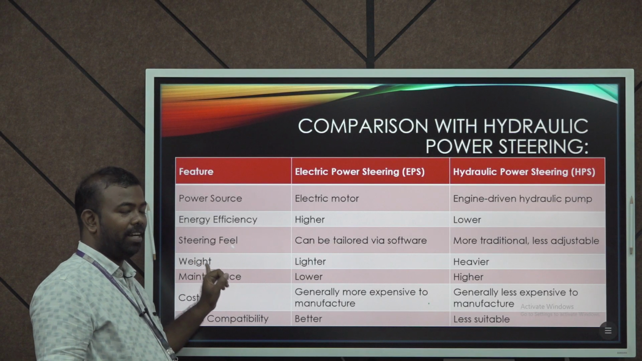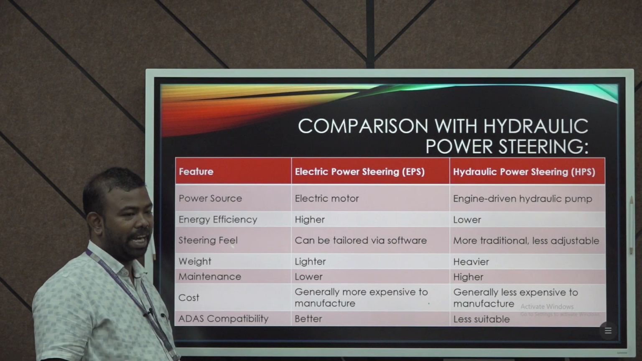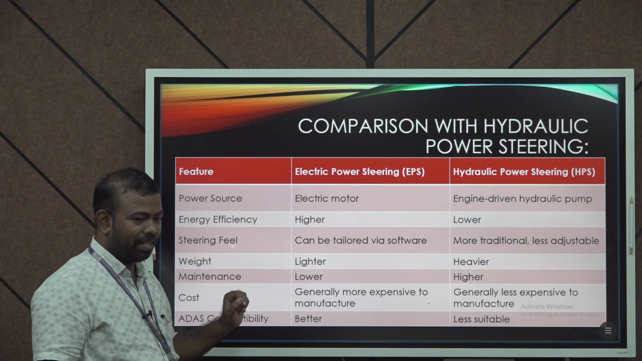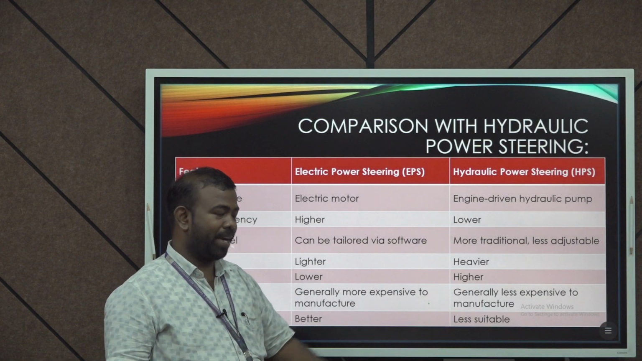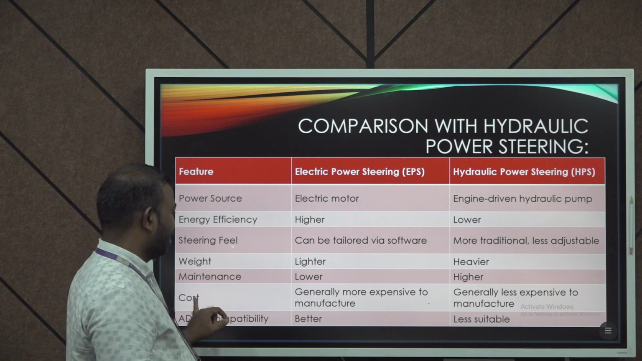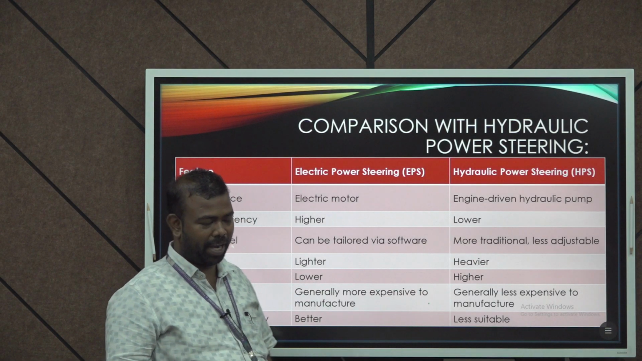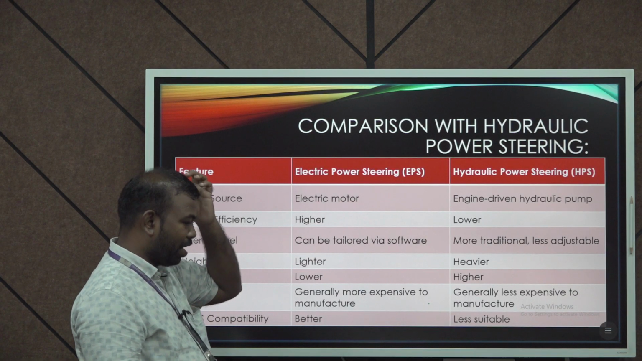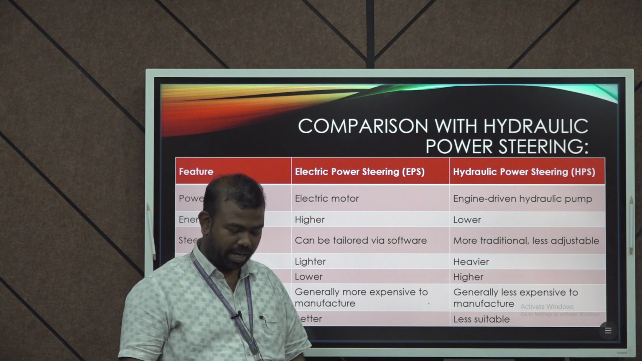The weight of a hydraulic power steering gearbox is very high when compared to electrical. Electrical is very low weight only. Regarding maintenance, in an electrical system we need lesser maintenance when compared to mechanical or other hydraulic systems. Cost is hugely expensive for hydraulic power steering alone, and compatibility is suitable for all EVs. Anyhow, hydraulics is less suitable for all vehicles.